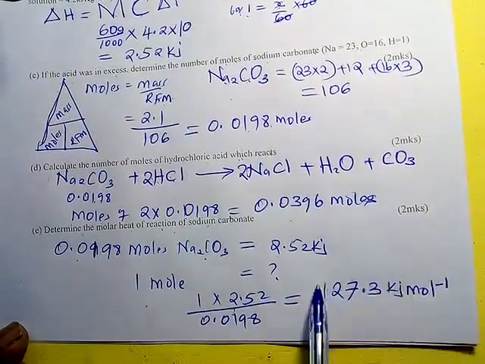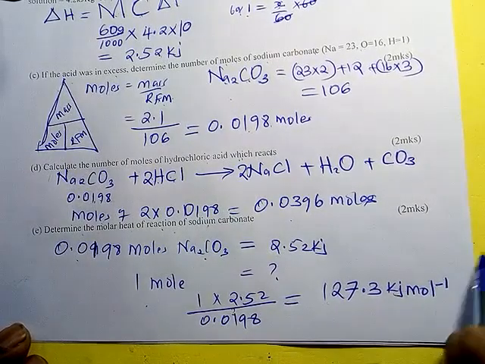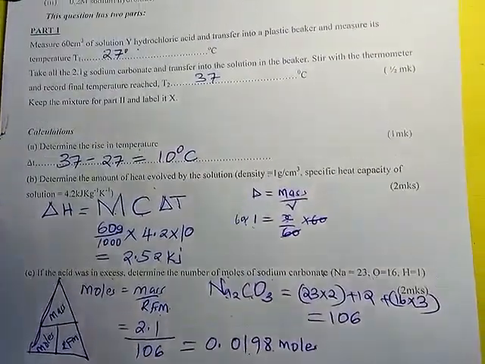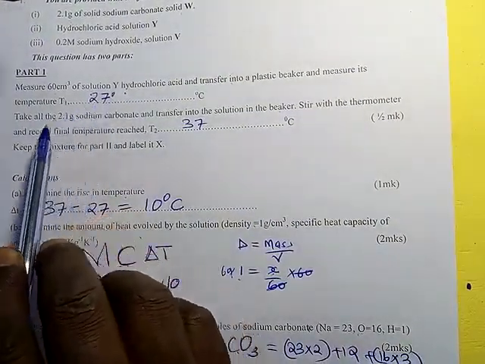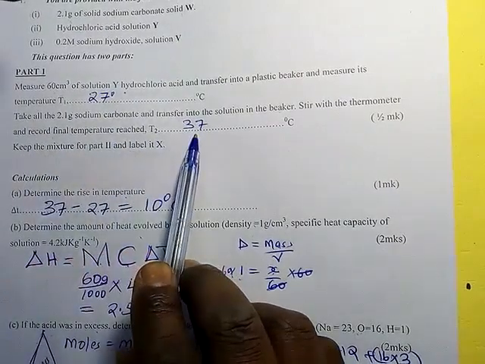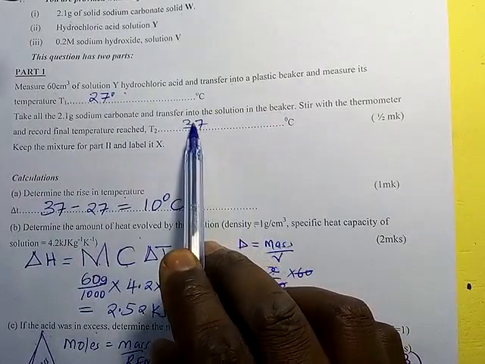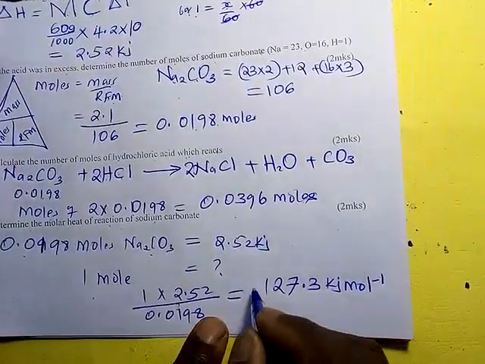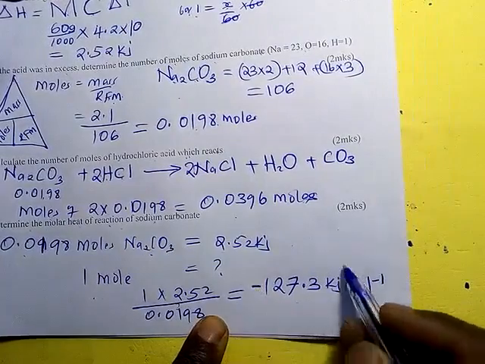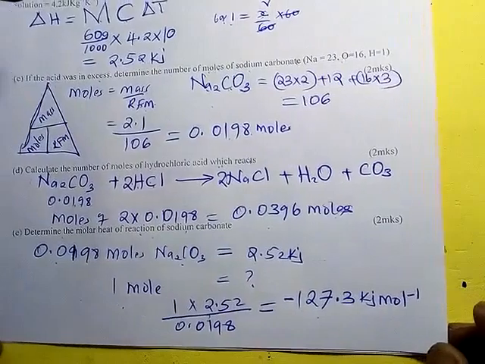But if you leave the answer like this, that is wrong, because you have to tell us whether the reaction was exothermic or endothermic. How will you know? There was a temperature increase. The initial temperature was 27. The final temperature was 37. That is an exothermic reaction, a reaction which releases heat. Therefore, the reaction is exothermic, and you have to indicate here that the heat change is negative, indicating that the reaction is exothermic.